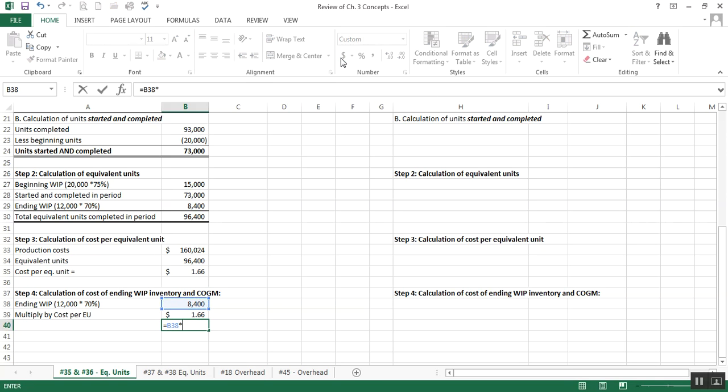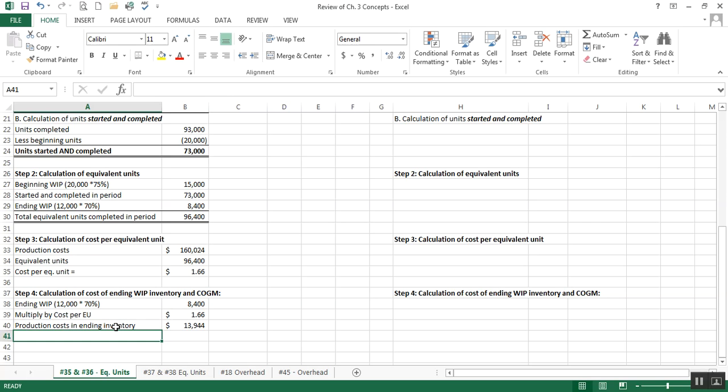And that gives us costs of $13,944. So this is the production costs in ending inventory. This will be the beginning production costs for next period.